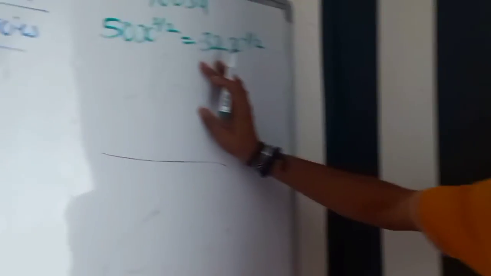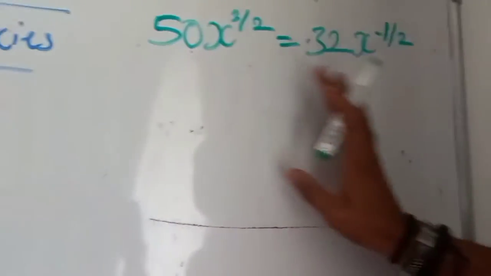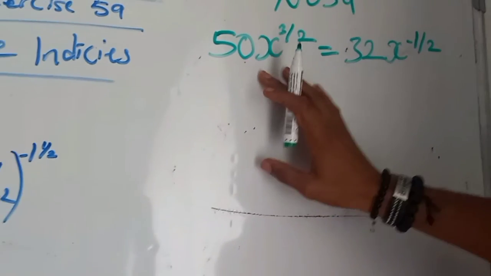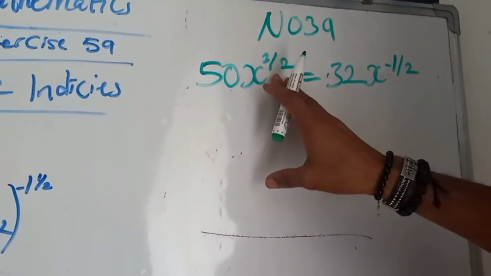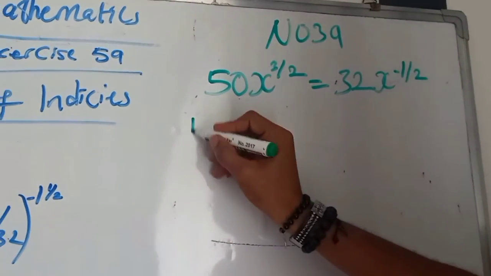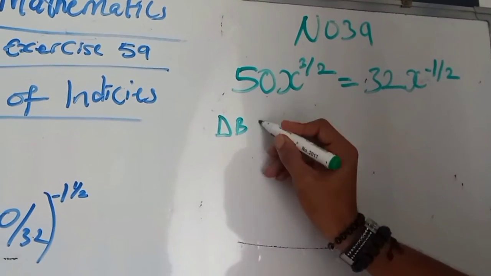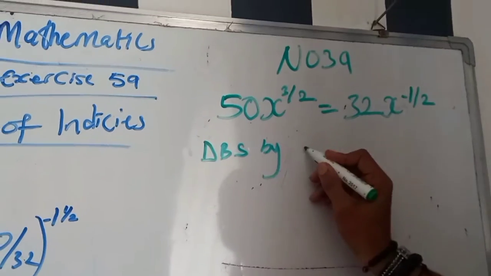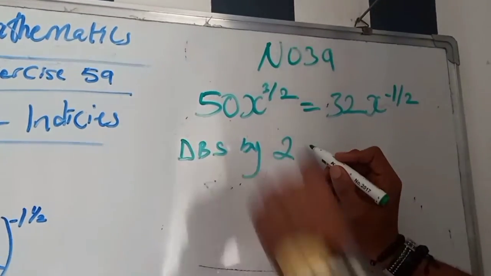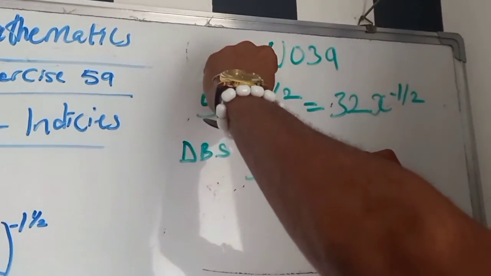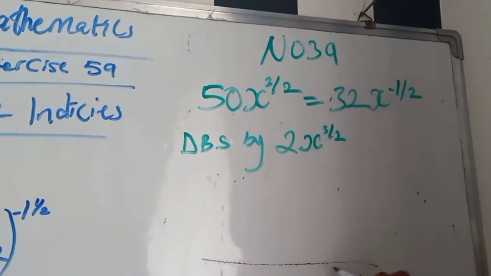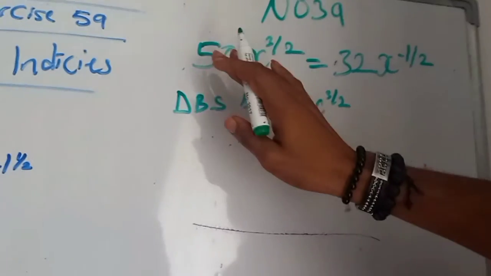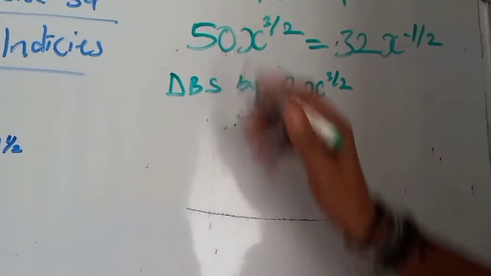Okay, back to where we are now. So we say what is common between this and this? 2 is common between 50 and 32. And also we are going to eliminate one side, so we're going to use 2. So we say divide both sides by 2, which is common, and we are going to use this one to eliminate x raised to power 3 over 2. So this is what I'm going to use to eliminate the left hand side and right hand side.